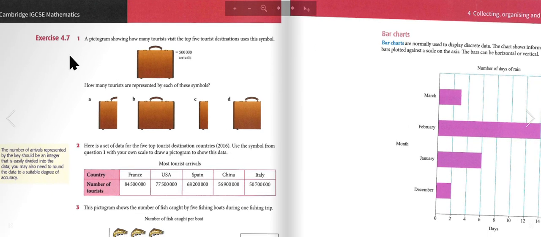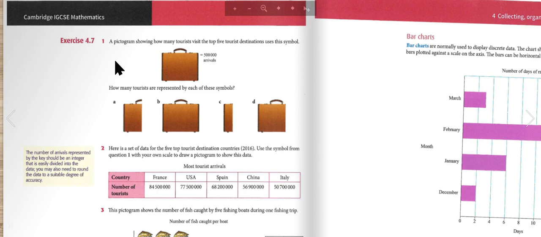Exercise 4.7. Question 1. A pictogram showing how many tourists visit the top 5 destinations uses this symbol. So one of these bags is 500,000 arrivals. How many tourists are represented by each of these symbols?